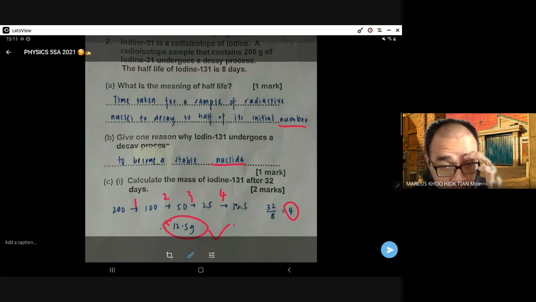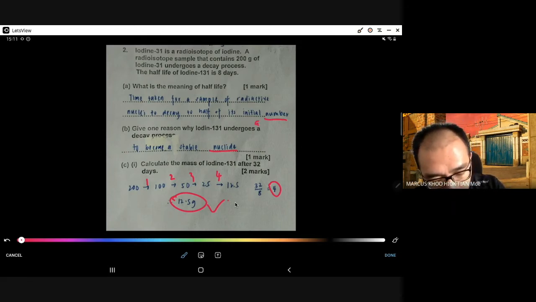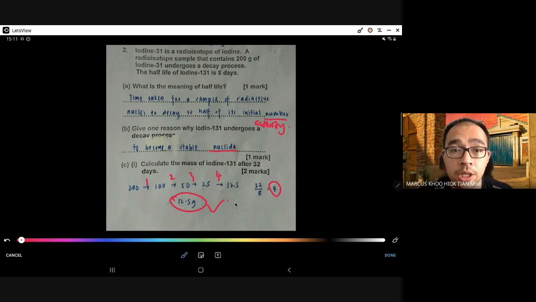Okay, before you go on to the last one, this is not wrong, okay. I just may want to offer an alternative. If you say the meaning of half-life is half of its initial activity, I can also accept that. Initial number is also correct, but generally I think even the book tells us the word activity.